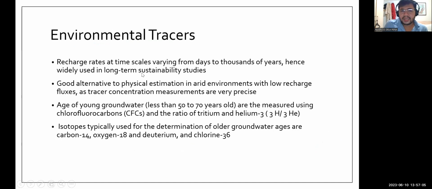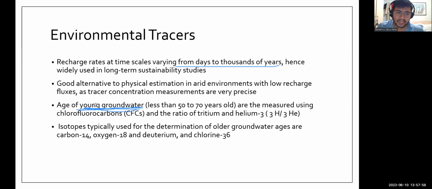You can also look at the environmental tracers, but this is mainly for measuring how many days or years it takes for the water from the surface to reach your groundwater. The idea here is to as much as possible extract water only from relatively young groundwater, or young aquifers. Basically, aquifers that only take a few days to a few years to get recharged.